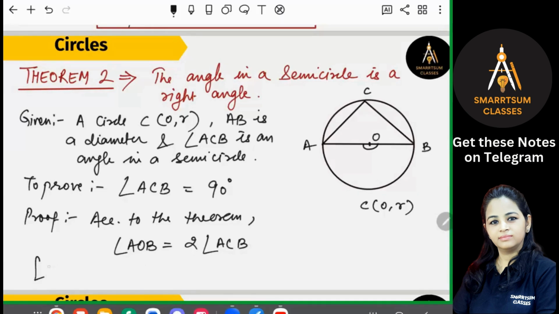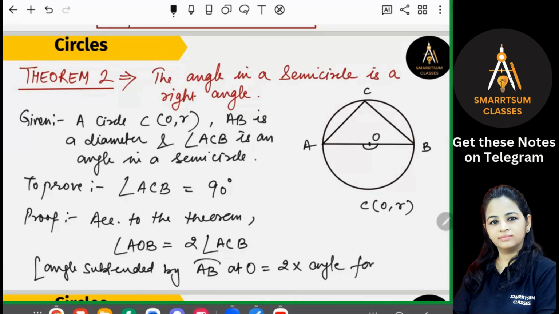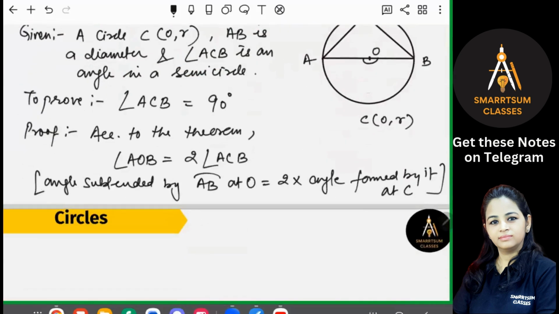Or in short, you can write down that the angle subtended by arc AB at O will be equal to twice the angle formed by it at point C in the semicircular portion anywhere, right? Now, that means twice of ACB is equal to angle AOB, right?